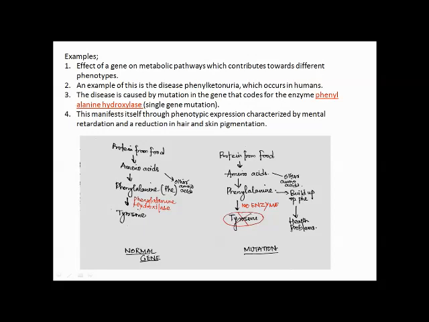the formation of one or more enzymes disturbs the complete system of the enzymes. It is the effect of a gene on a metabolic pathway which contributes towards different phenotypes. An example of this is the disease phenylketonuria, which occurs in humans.